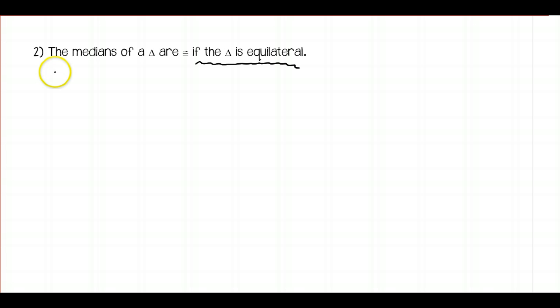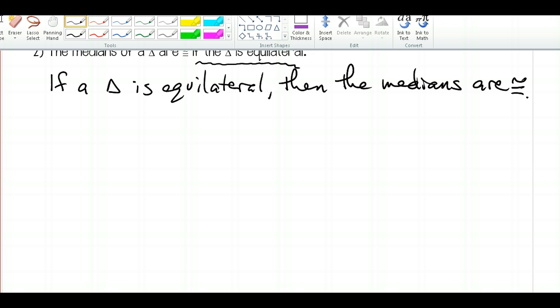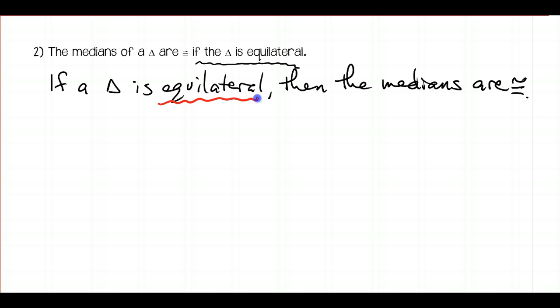So I'm going to rewrite this, and it would be if a triangle is equilateral, then the medians are congruent. Okay, so we've got a bunch of keywords here. We've got equilateral, we're going to need that in there. We've got medians, we're going to need that in there somewhere. We've got congruent. All of these keywords, triangle, all of these keywords are going to have to be represented in our proof. So let's start with a triangle.